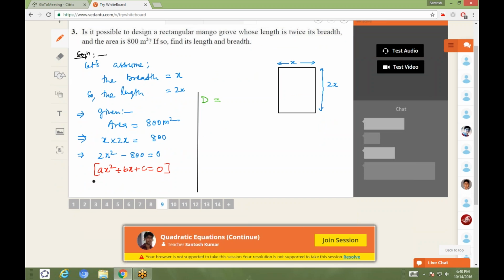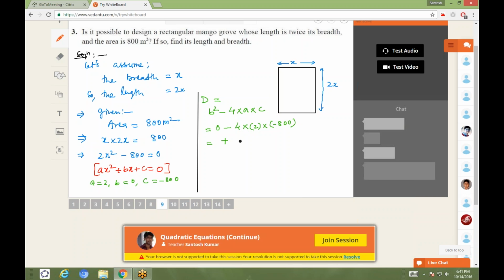So let me just write the value of a, b, c. A is 2, b is 0, and c is minus 800. So d is equal to b square minus 4ac. Since b is 0, b square is 0. A is 2 and c is minus 800. Correct, Chirag?